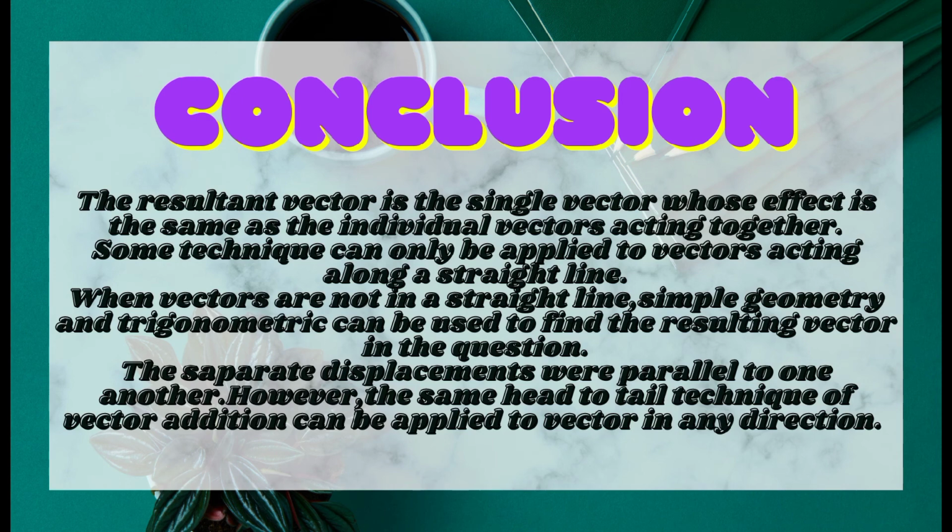Conclusion. The resultant vector is a single vector whose effect is the same as the individual vectors acting together. Some techniques can only be applied to vectors acting along a straight line. When vectors are not in a straight line, simple geometry and trigonometry can be used to find the resulting vector in the equation. The separate displacements were parallel to one another. However, the same head-to-tail technique of vector addition can be applied to vectors in any direction.